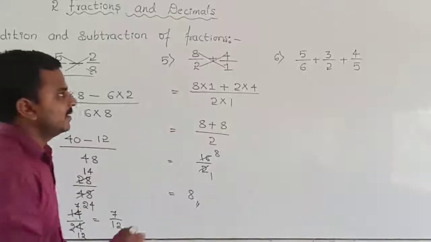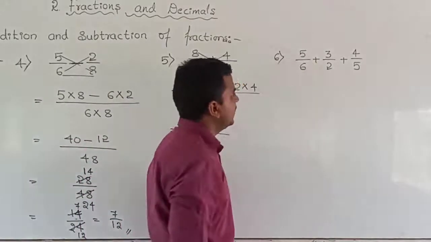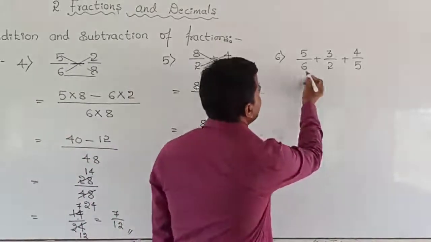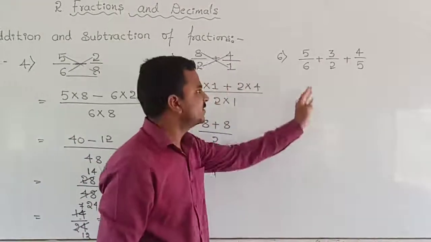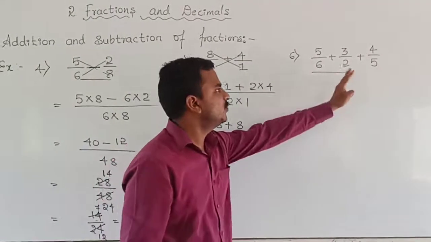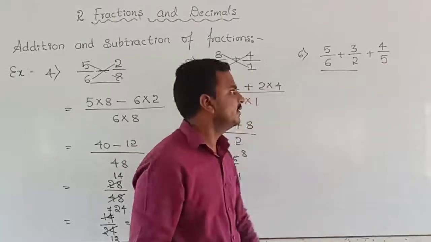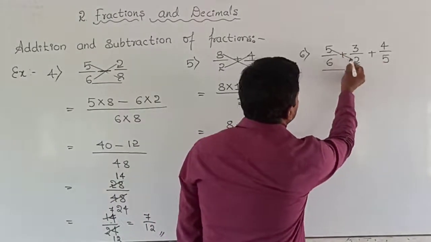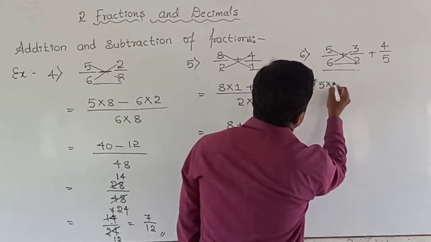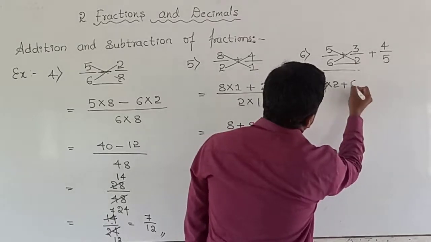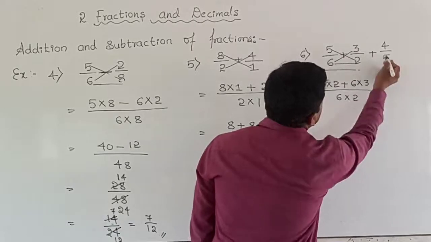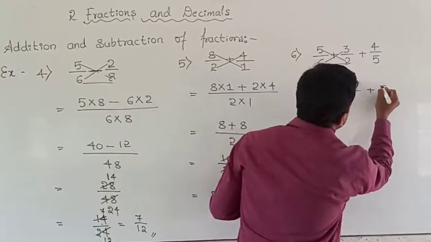Next, the sixth problem, that is addition of 5 by 6, 3 by 2 and 4 by 5. Now here 3 fractions are given. First simplify the first 2 fractions, and then you can take the third. How do you solve this one? See, these two by cross multiplication: 5 into 2 plus 6 into 3, divided by 6 into 2, and this third fraction write as it is, that is 4 by 5.